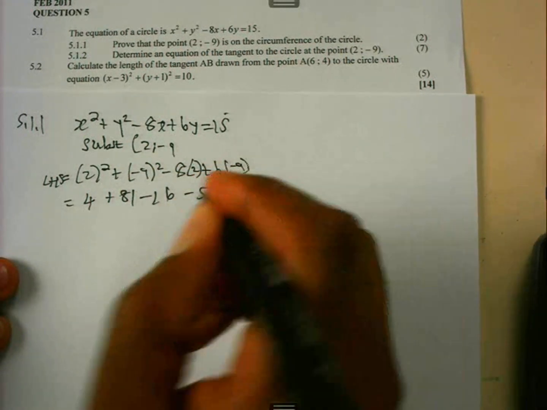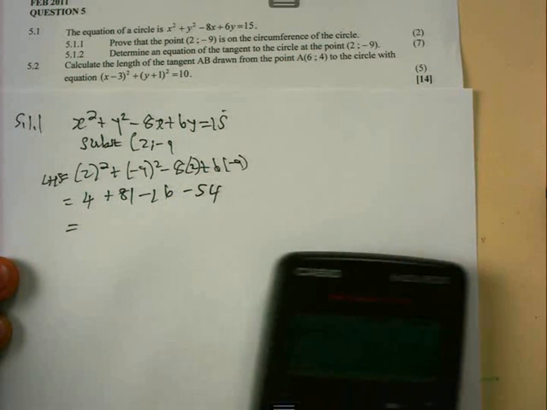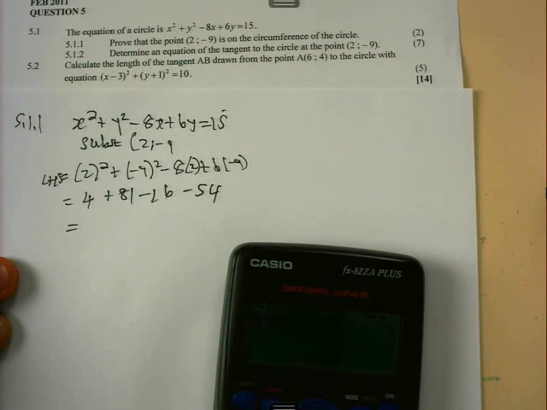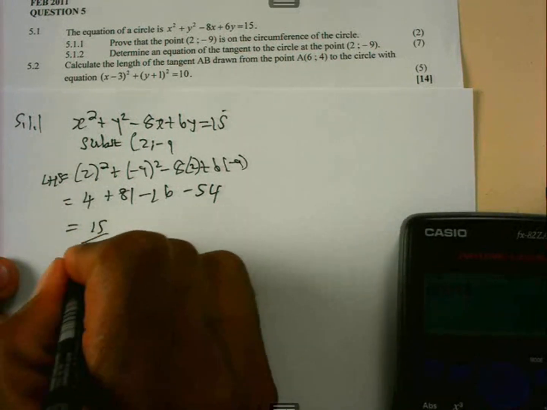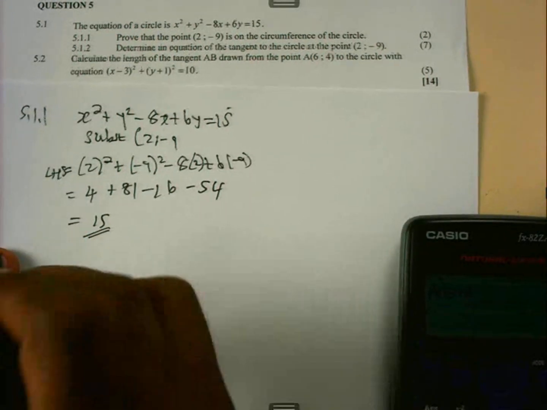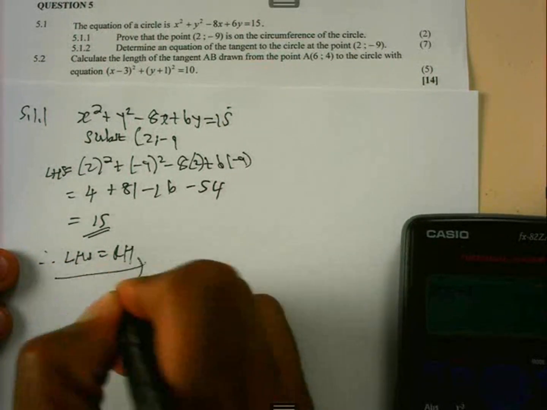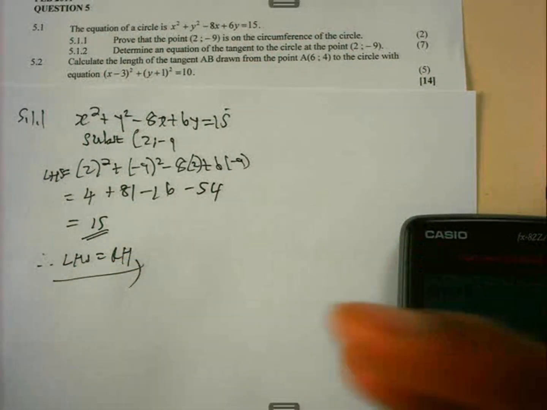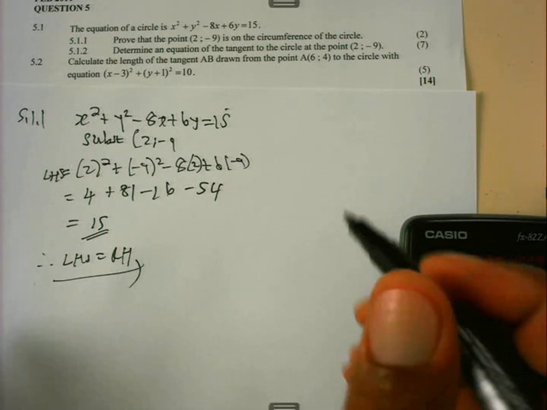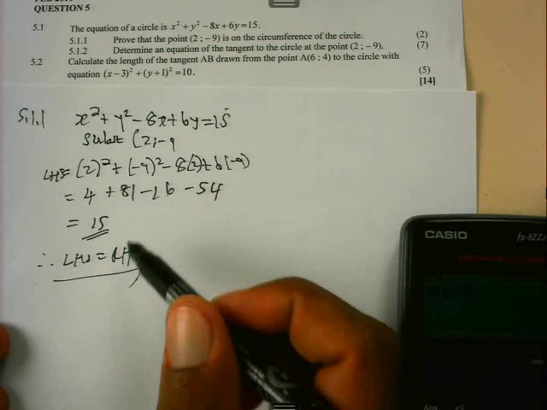From here, minus 54 minus 16 gives minus 70. Then plus 81 is 11. And now plus 4, then it's 15. Therefore the left-hand side is equal to 15, and you can see the left-hand side is equal to the right-hand side. If the left-hand side is equal to the right-hand side, it shows that the point lies on the circle.